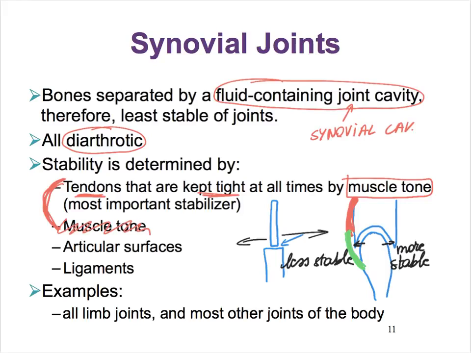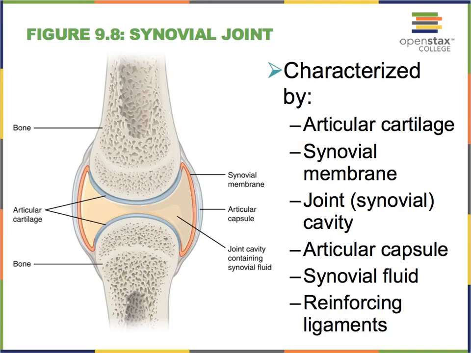Of course, most of our joints are synovial joints. Most of our joints are freely movable. A synovial joint is characterized by particular anatomical structures. For one, we have to have a synovial cavity. So this right here is our synovial cavity, or the joint cavity, as you see labeled here.